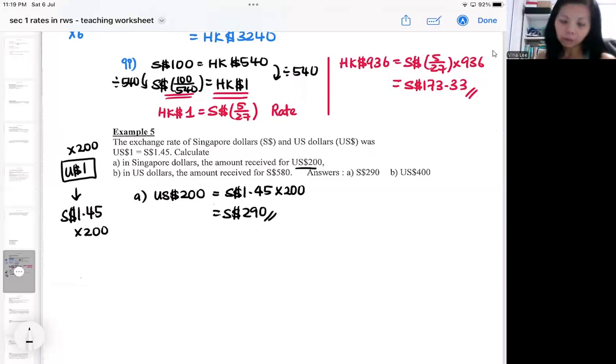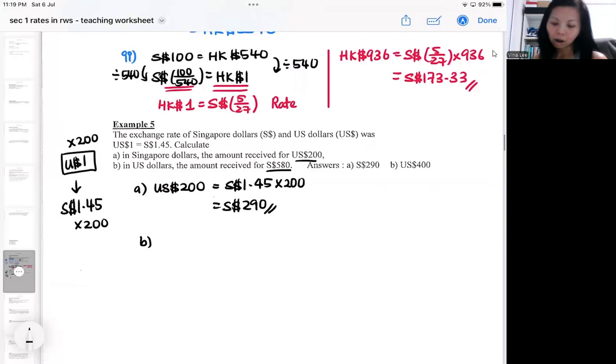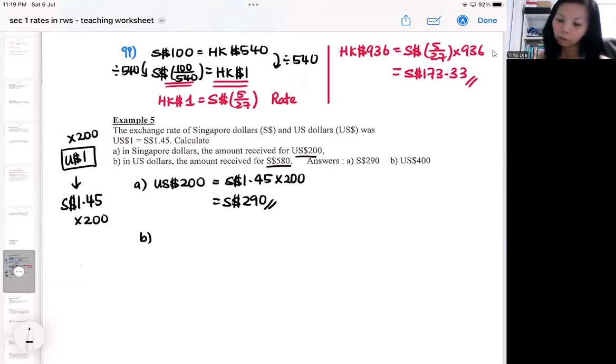So the next one, we are going to change. If instead we have 580 Singapore dollars, how can I change it to US dollars? We can do the same thing as in the previous question. I'm going to find the rate for one Singapore dollar, and I will find it by doing this.